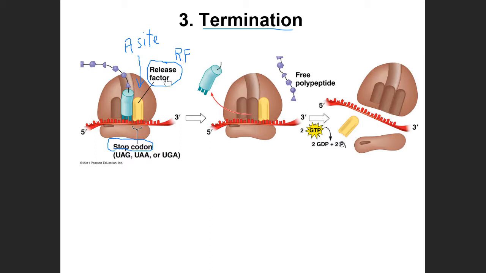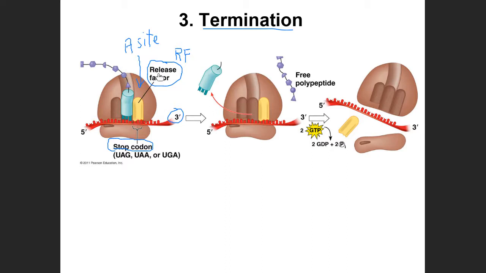Release factor here is the protein that is the only one that has the ability to recognize any of the 3 stop codons. A single molecule of mRNA towards its 3' end will have any one of these 3 stop codons. Not all 3, but any one. When that stop codon enters the A site, there are no tRNAs that have an anticodon that recognizes it. Doesn't matter. Release factor has been waiting around the whole time for a stop codon to enter the A site.